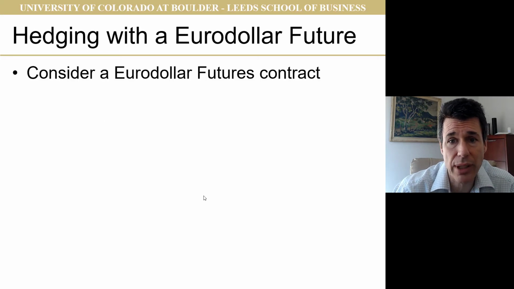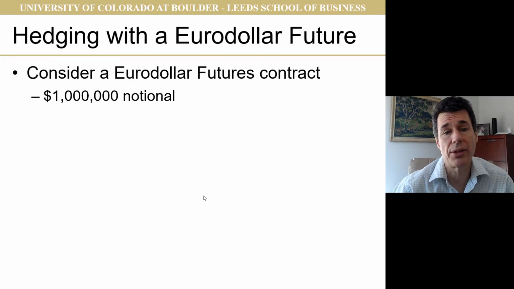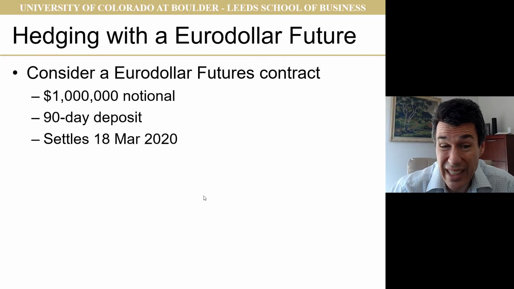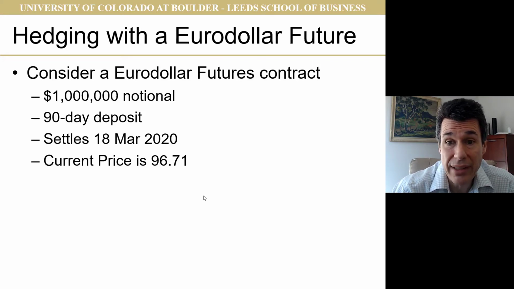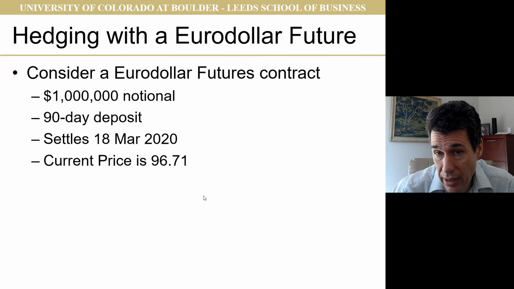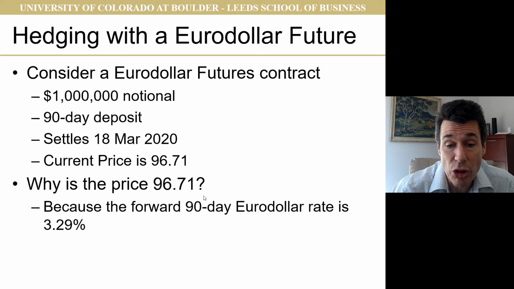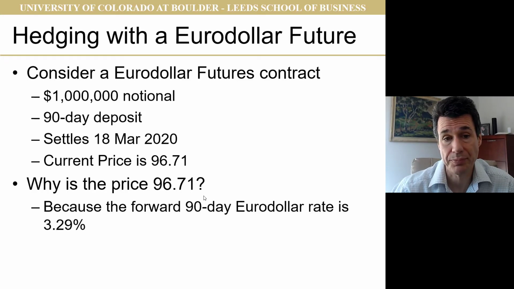Okay, so hedging with a Eurodollar futures contract. So we have a Eurodollar futures contract. It's got $1 million notional. It's on a 90-day deposit. And let's assume there's a Eurodollar futures contract that settles on the 18th of March 2020 with a current price of 96.71. And how do we know the current price is 96.71? It's on a 90-day deposit rate, and we just figured out that the fair 90-day deposit rate is 3.29%. The Eurodollar futures price is 100 minus the fair rate times 100. So that's 100 minus 3.29, or 96.71.